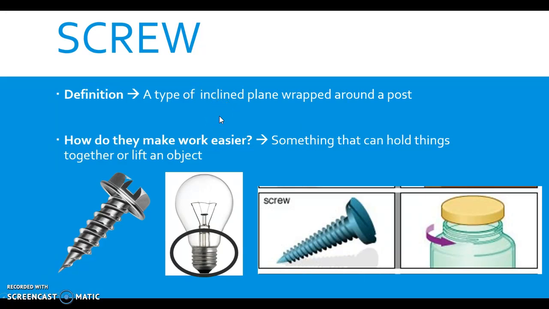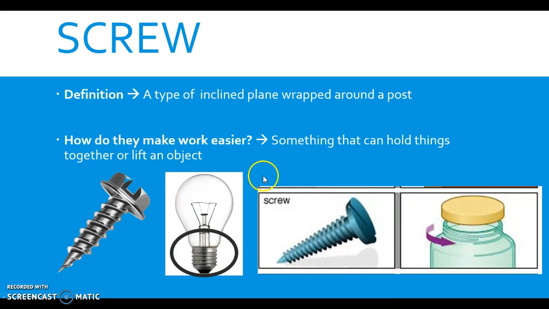It is a type of inclined plane wrapped around a post. We see it best in the example of the screw, but it's not just metal screws that we see. We see other examples, like the screw thread on a light bulb or the screw thread on a jar. How does it make work easier? It can hold things together or lift an object.